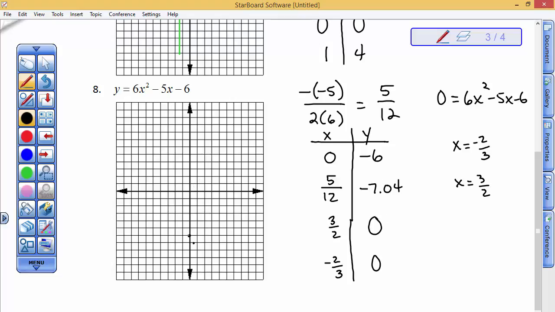Let's plot this point. X is 0, y is a negative 6. Okay, so here's my vertex. There's my y-intercept. One of my x-intercepts, I go to the right 1.5 and y is 0. And the other one, I go to the left a negative 2/3, and y is 0. So you can kind of see this is going to connect. It's really skinny because it's got a 6 in front of the x squared term. And then like this. So again, use a table or use this method.